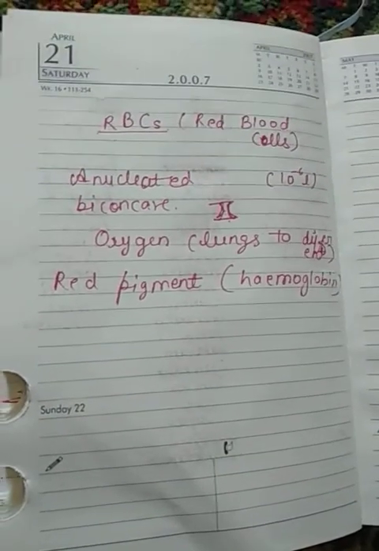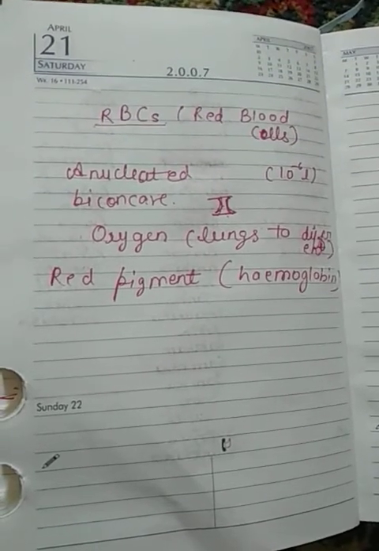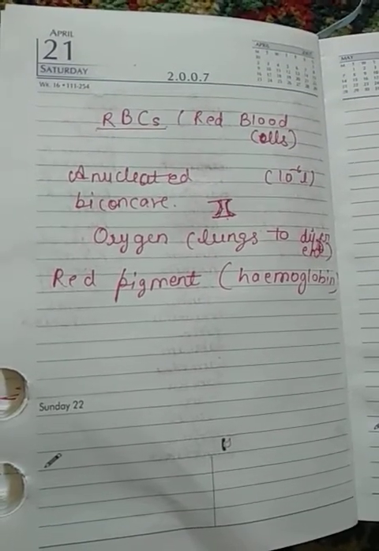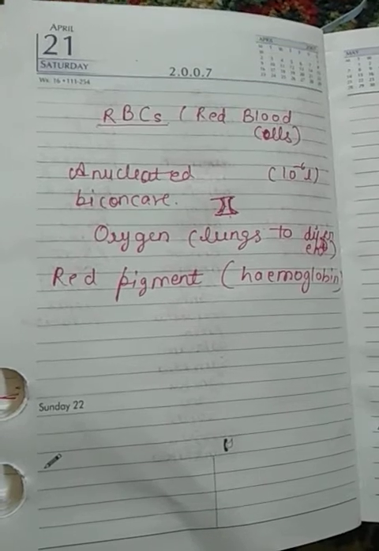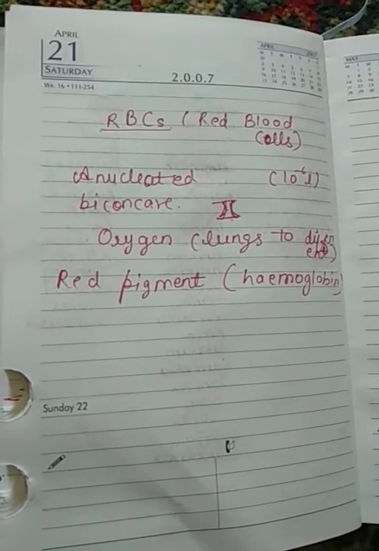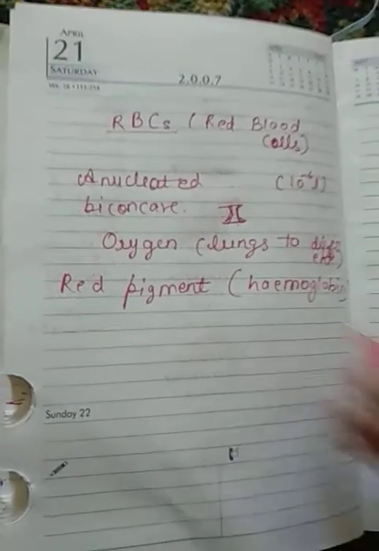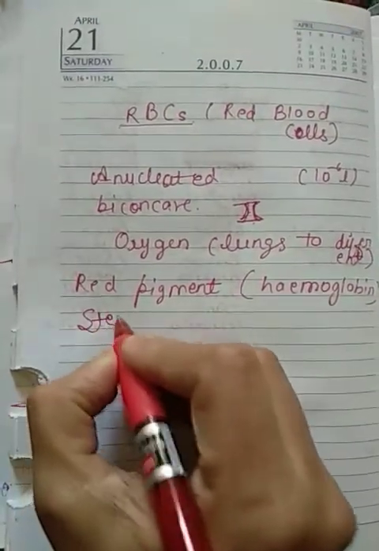These RBCs are produced in bone marrow from stem cells. From where do we get them? Before that, let me ask you something. What is a stem cell? Because many of you might not know about the stem cell. A stem cell is an embryonic cell.